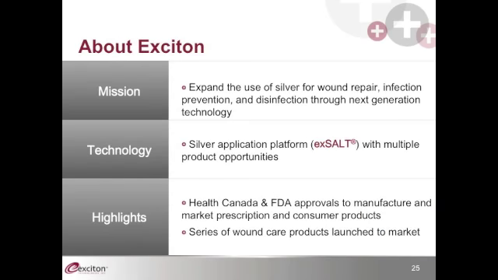Dedicated to meeting these needs, Exciton is committed to the repair and infection prevention of wounds through the use of its platform silver technology, exsalt, a silver oxysalt technology. An Edmonton-based company incorporated in 2001, the Exciton team has strived from the very beginning to identify the needs of the wound community, improving upon the current standards of care to create a novel wound management system.